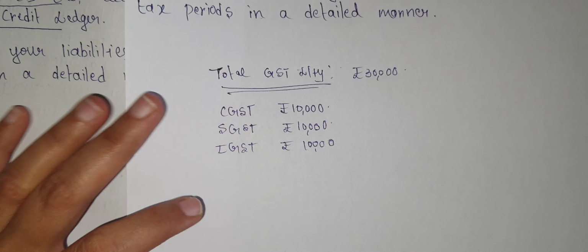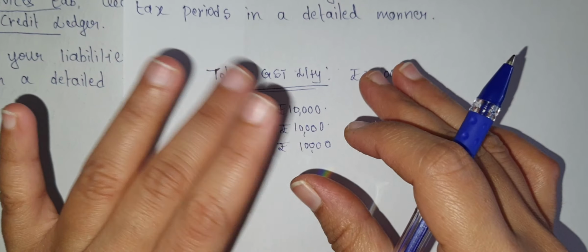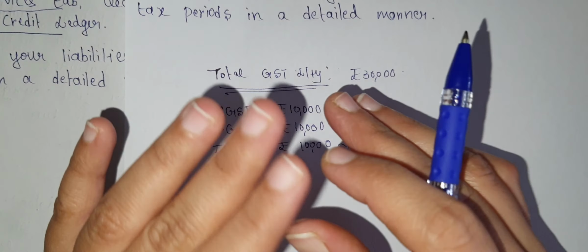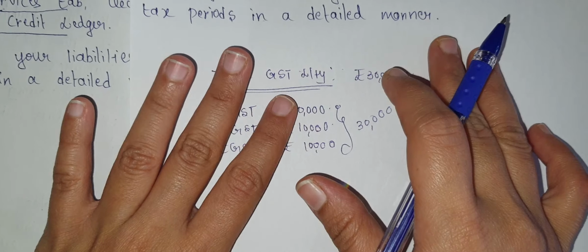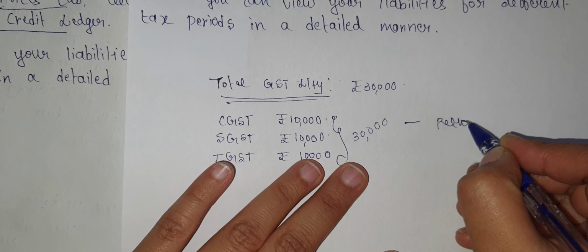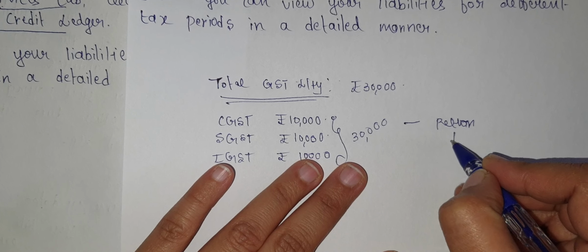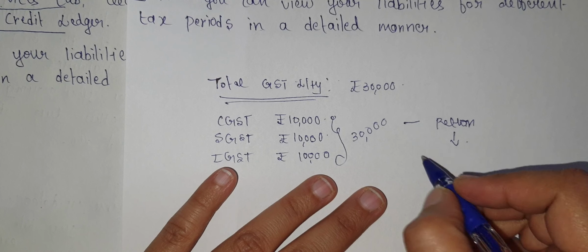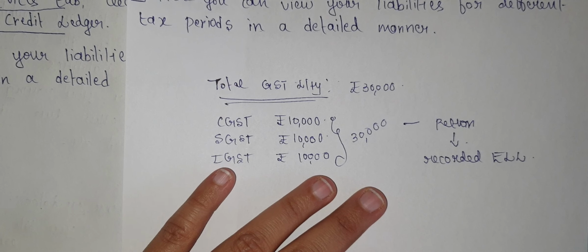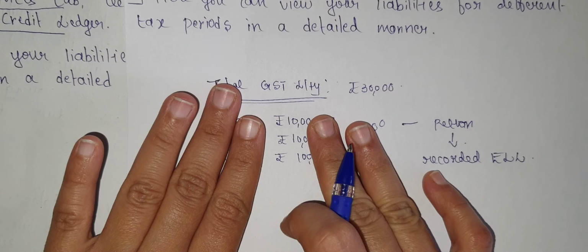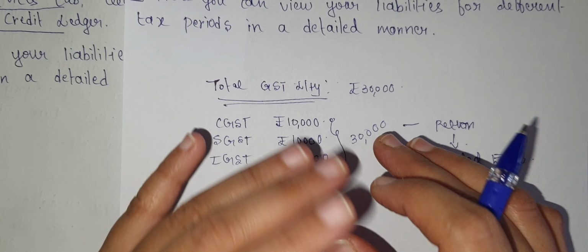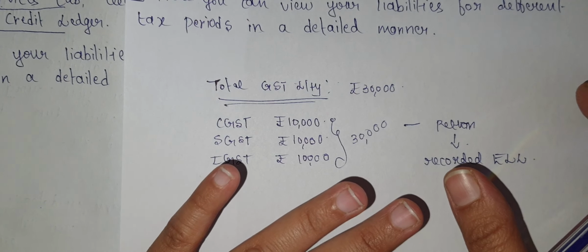Now what do we have to do? Once you file your return, this rupees 30,000 liability will be recorded in your electronic liability ledger. And now to clear this liability of rupees 30,000, you decide to make a payment using your electronic cash ledger.